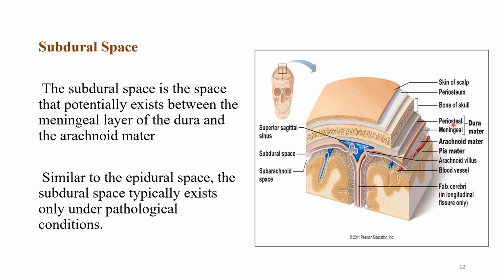So these are the two layers of the dura mater, periosteal layer and meningeal layer. So between the meningeal layer and arachnoid mater, we have what is this? Subdural space. This is the subdural space. This is the dura mater, this is the arachnoid mater. We have subdural space here.